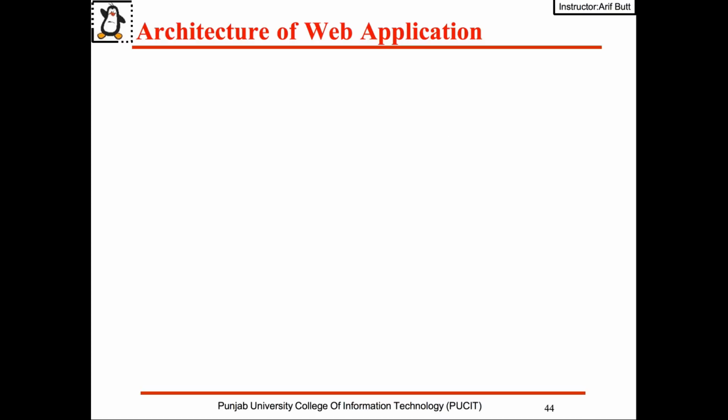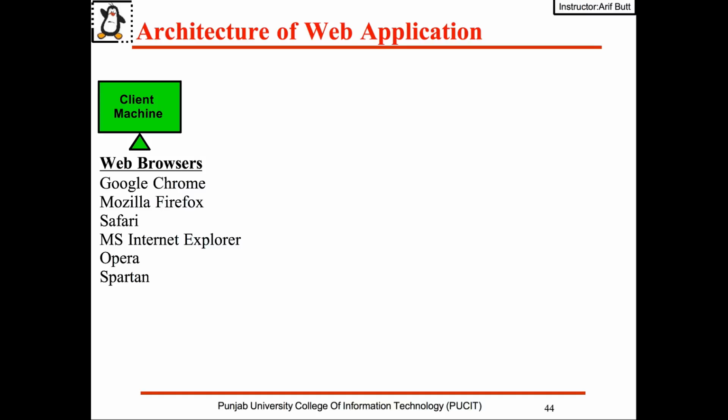This slide shows you an illustration that describes the general architecture of a web application, just for brush up. A client machine runs the client program. In this scenario, it is a web browser, which is a program for retrieving, presenting, and traversing information resources on the World Wide Web. Some famous web browsers, in no specific order, are Google Chrome, Mozilla Firefox, Safari, Microsoft Internet Explorer, Opera, Spartan, and so on.